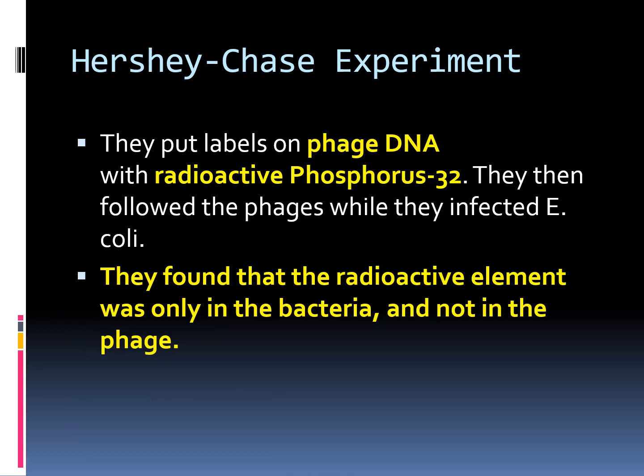So what they did was they labeled the bacteriophage DNA with phosphorus 32. So this form of phosphorus is actually radioactive, so they can detect it. They then followed the phages while they infected E. coli. They found that the radioactive element was only in the bacteria and not in the phage.